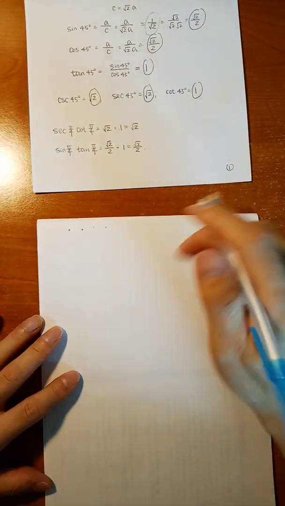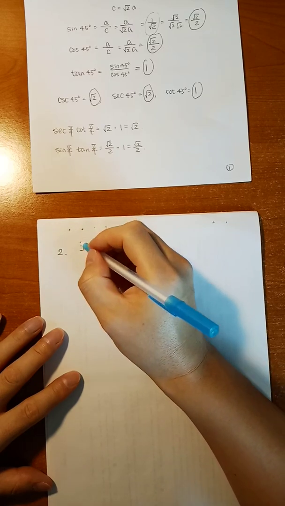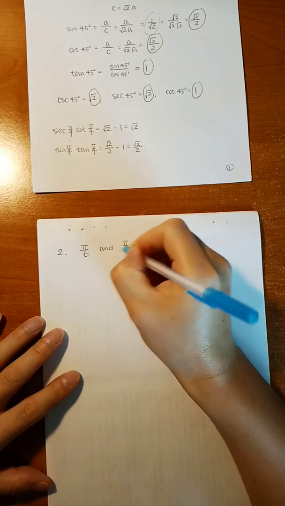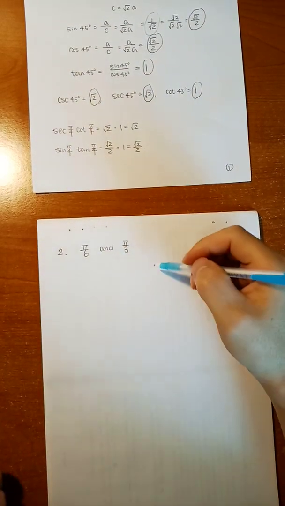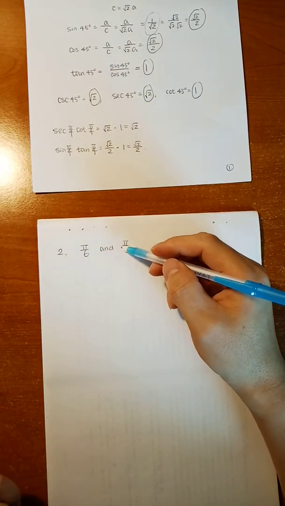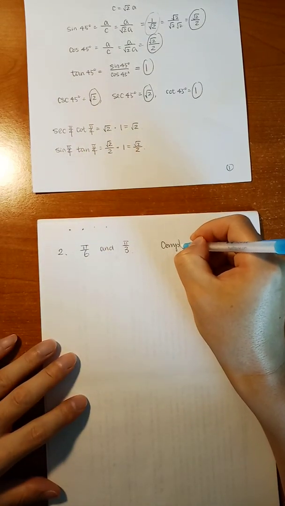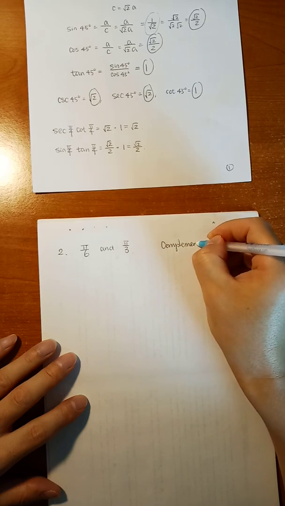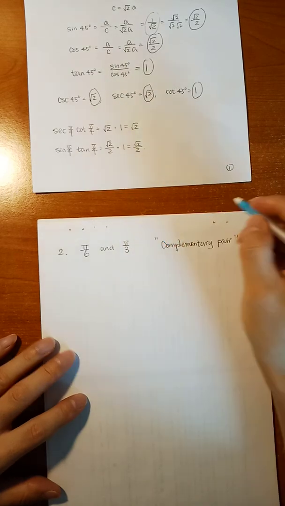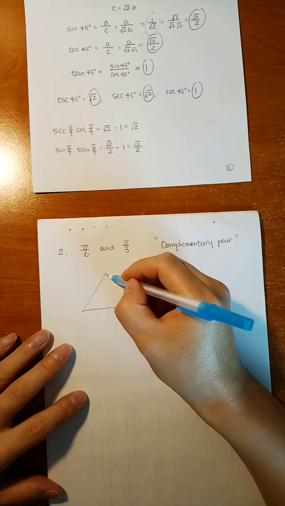Now let's look at the other one. The second is to talk about pi over 6 and pi over 3 together. They are complementary. You know one, you know the other one. If you know the trigonometric values for one angle, you will know the trigonometric values for the other angle. So these are a complementary pair.